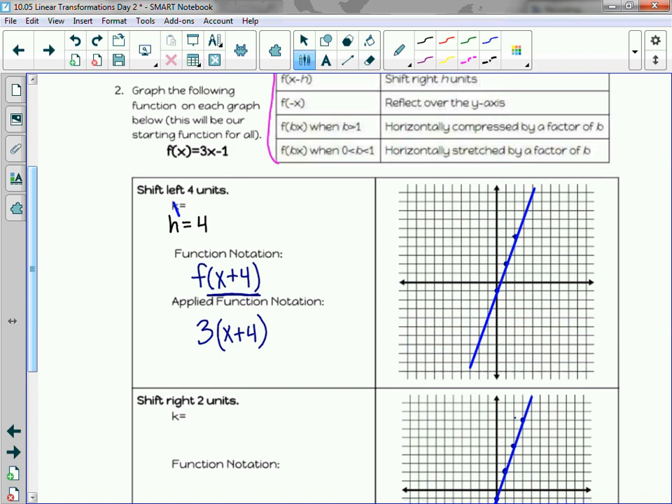So focus back over to your notes. Your applied function notation, we've left a part off. So 3x minus 1. Where we saw x, we replaced it with x plus 4.